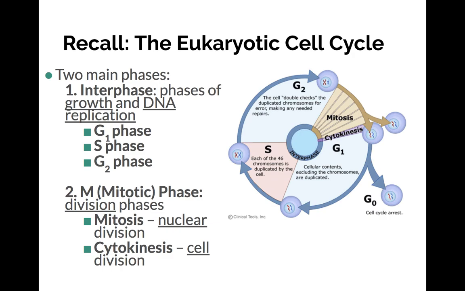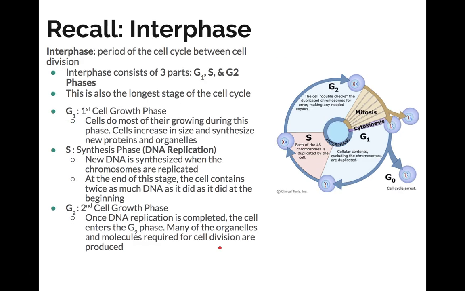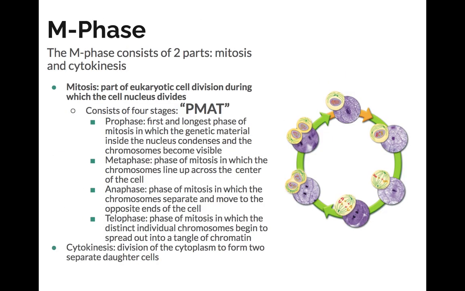So the cell cycle, we talked about the eukaryotic cell cycle. Our main focus today is just going to be reviewing mitosis. If you recall, the cell cycle had our interphase, phases of growth and DNA replication. S phase, remember, was that DNA replication. And then we have our M phase. And within the M phase, we had mitosis and cytokinesis. All right, so quick review on interphase. Now the M phase, or mitosis.